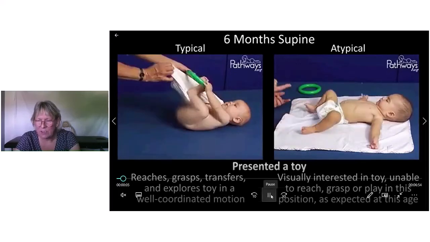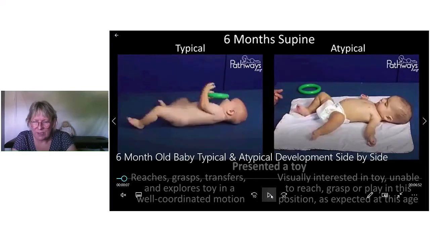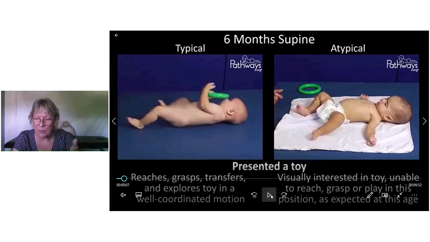So if we hear typical and atypical development, it means the left side is a typical, normal baby with movement, and you can compare it to the atypical side. The atypical side might be cerebral palsy, might be a low tone disease, maybe a floppy infant. So it's not totally clear at this age. If I look at the closed hands, it looks more like a cerebral palsy child.